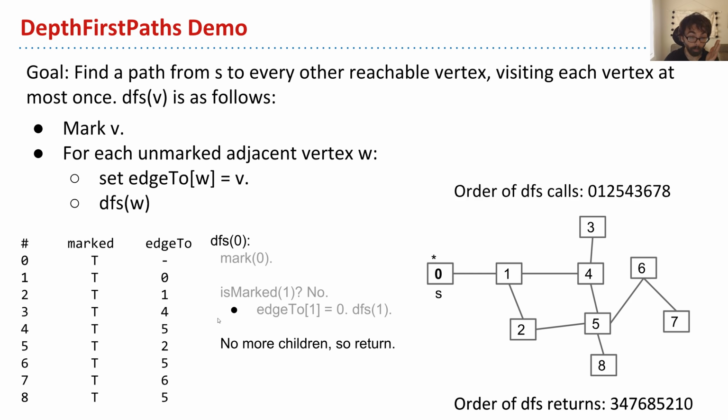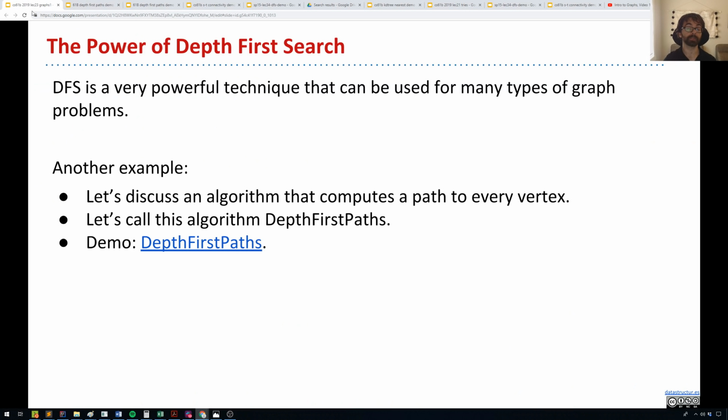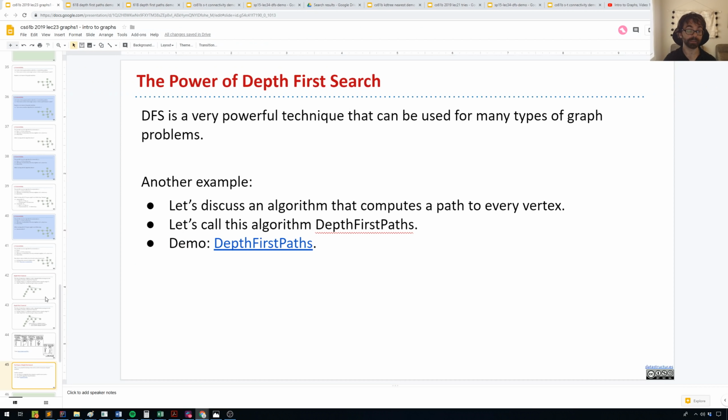But really the more important thing is this algorithm has produced for us an artifact. It's given us a path to every single node. So for example, how do you get to 7? You get there from 6. How do you get to 6? You get there from 5. How do you get to 5? You get there from 2. How do you get to 2? You get there from 1. How do you get to 1? You get there from the source. So DepthFirstPaths gives us a correct algorithm for computing a path to every vertex.